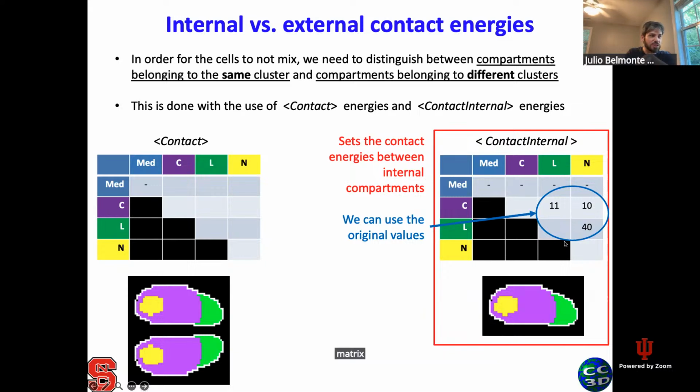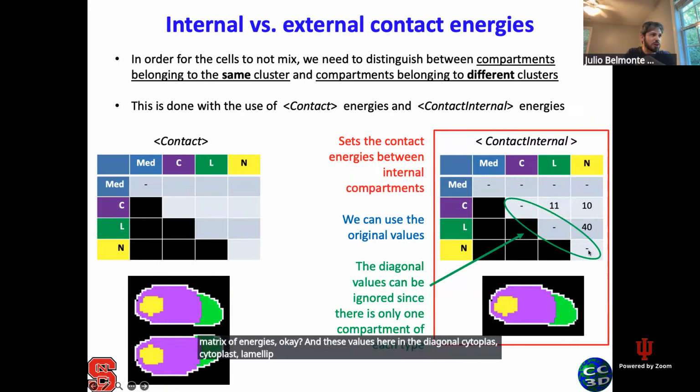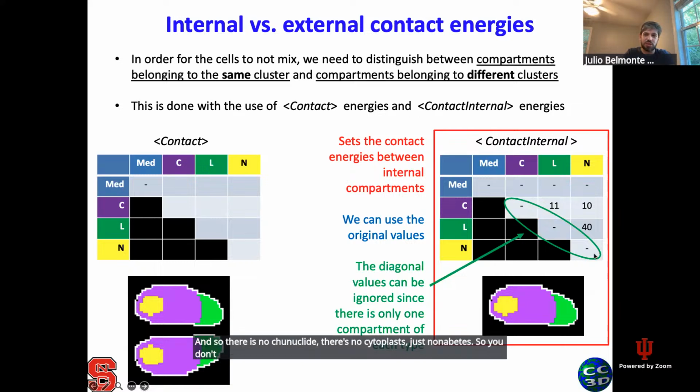matrix of energies. And these values here in the diagonal, cytoplasm, lamellipodium, nuclei, you don't need to specify because in this specific model, each compartment has its own type. And so there are no two nuclei, no two cytoplasms, no two lamellipodia, so you don't need to specify those energies here. So you're all set for the internal contact energies.